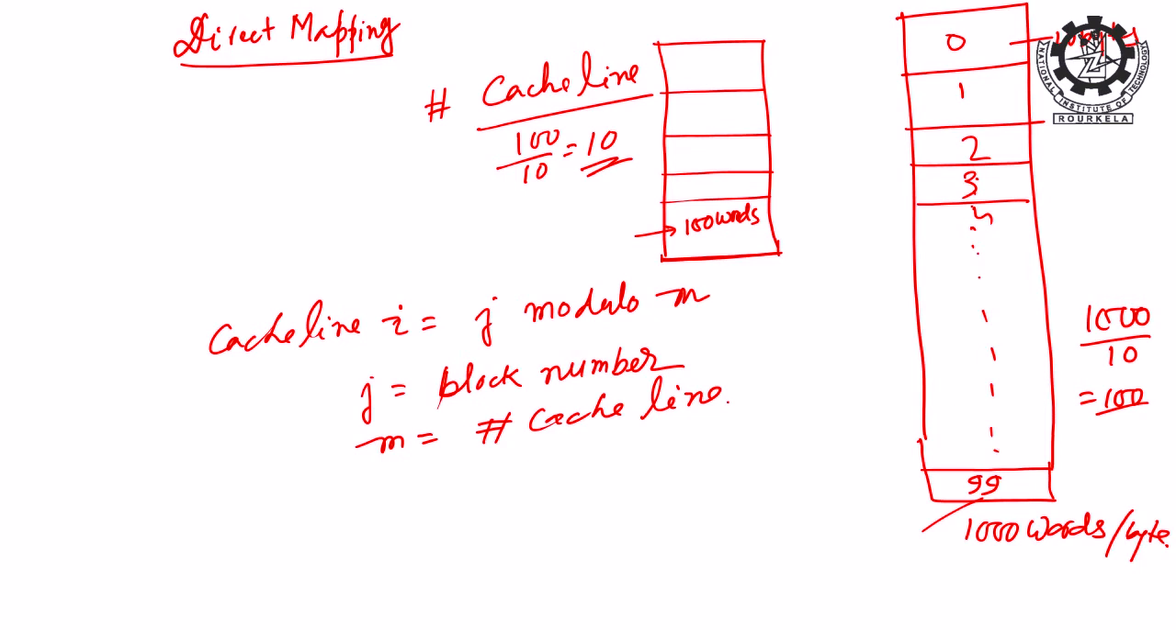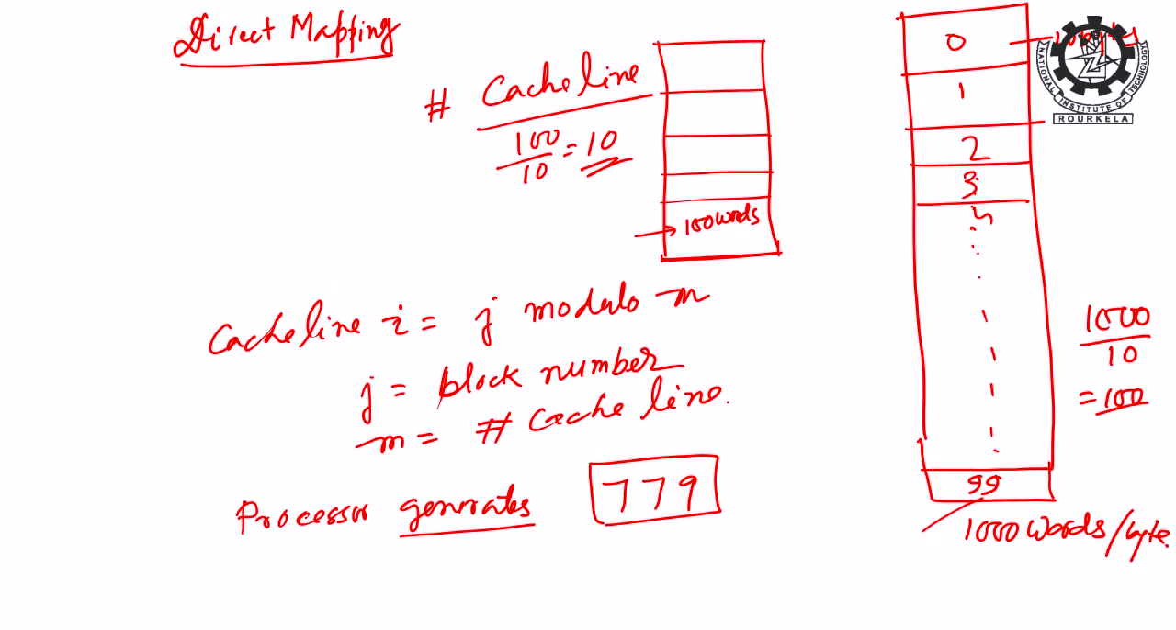Okay. So, let us say, as I said, the CPU generates the address, the processor basically generates an address. Let us say it generates some address 779. Okay. So, that means the processor wants the word which is located at address 779. Now, as you know, 779 actually exists in block number 77. Okay. So, therefore, where should this 77 be mapped? Now you perform 77 modulo 10. Then the answer is 7. So, that block 77 must be placed in cache lines 0, 1, 2, 3 to 9. So, it must be placed in the 7th line. Let us say the 7th line is this one.